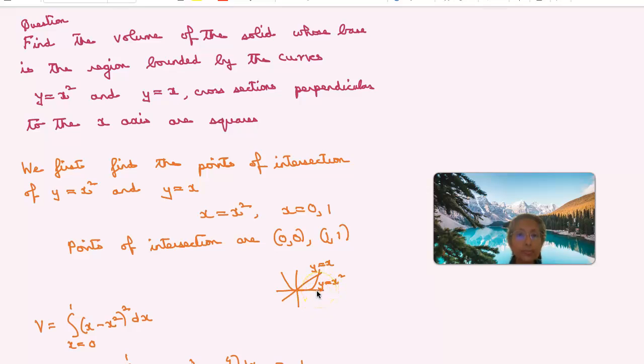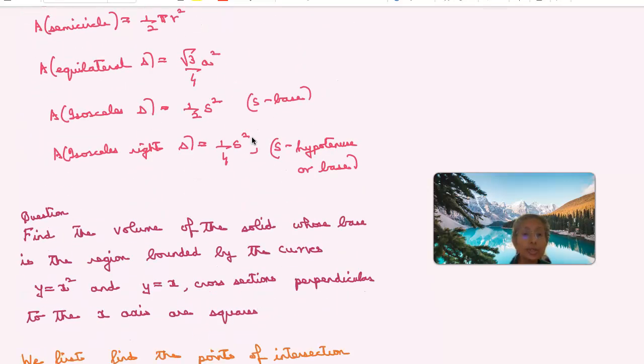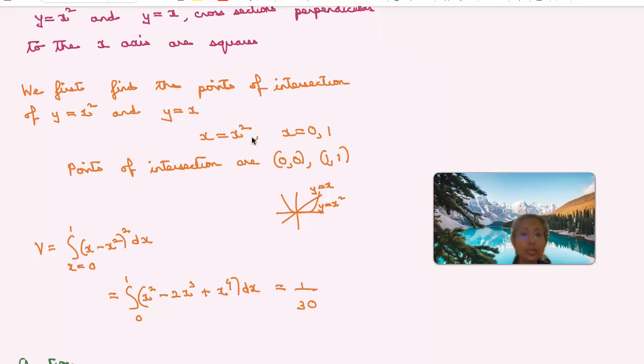So when you find the volume of the solid, it will be the integral from the left limit to the right limit, x equal to 0 to 1. The cross sections perpendicular to the x-axis are squares. What is the formula for the area of a square? It is s squared. So it will be the top curve, that is x, minus the bottom curve, x squared, the whole squared: (x minus x squared) squared dx.